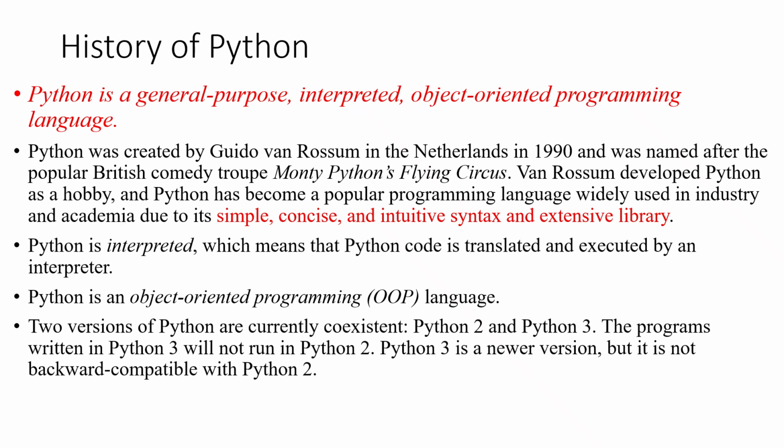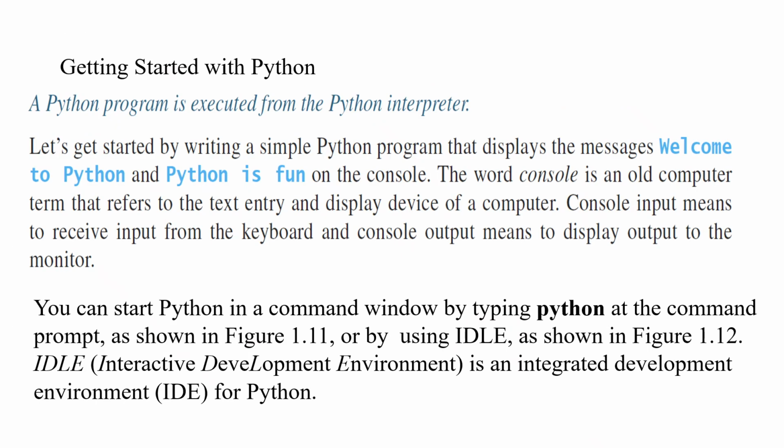Currently, there are two versions of Python, Python 2 and Python 3. The programs written in Python 3 will not run in Python 2. Python 3 is a newer version, but it is not backward compatible with Python 2. How can you start with Python? A Python program is executed from the Python interpreter.